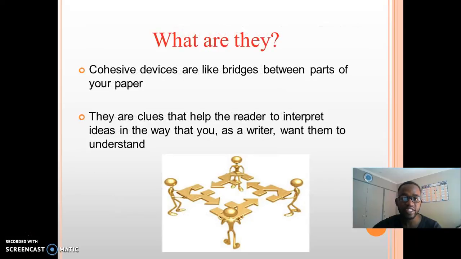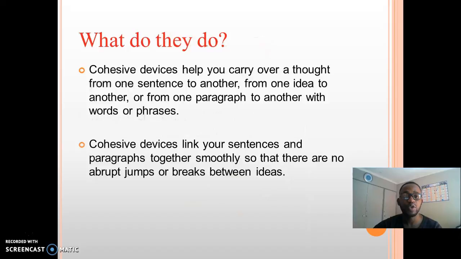What are they? Cohesive devices are like bridges between parts of your paper. They are clues that help the reader to interpret ideas in the way that you as a writer want them to understand. What do they do?